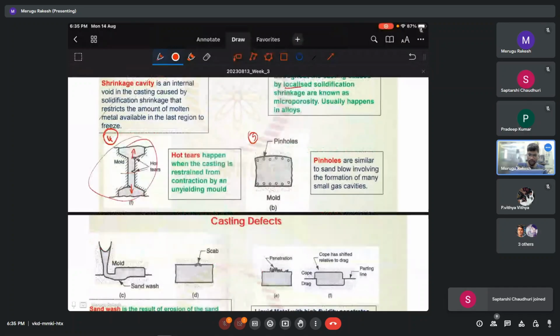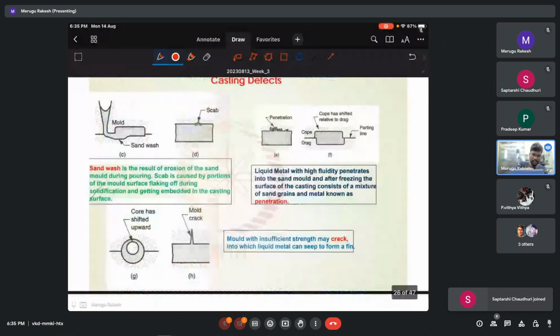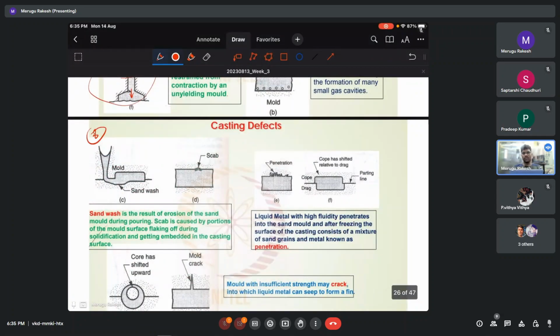Then we have eight, which is sand wash, mainly caused by the high velocity of the metal, which can erode the mold surface, or loose sand can fall into the casting. That is called scab or sand wash. And then we have the ninth, which is called penetration. If the molten metal is of very high fluidity, or if it is heated very high, the viscosity will be very low. It can penetrate into the sand. That is penetration.